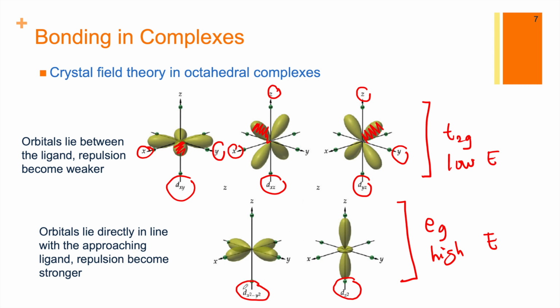For example, here we have the dx squared minus y squared, where the orbital itself lies on the x and also y axis. That's why we call it dx squared minus y squared. And then we have the dz squared, where these orbitals lie on the z axis. So this is where we have a weaker repulsion for the T2g, and a stronger repulsion for the Eg.